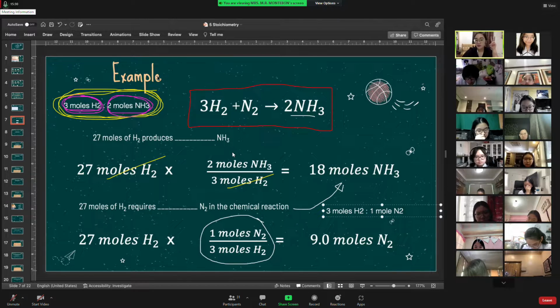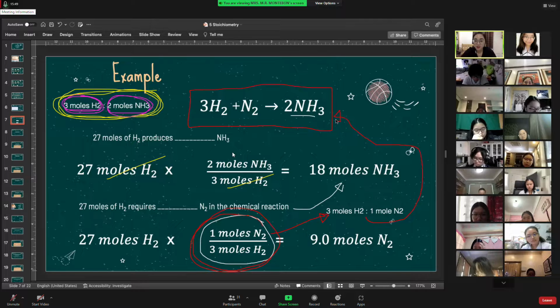That will serve as your like conversion factor for you to know which one to multiply and which one to divide. Ito. This one that I encircle in red is based from the ratio. And where did the ratio come from? From the balanced equation. Okay?